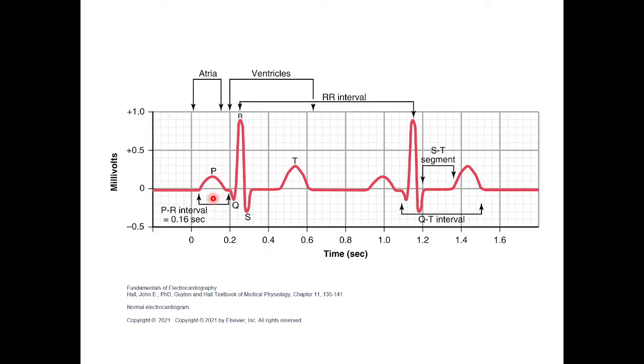For example, the PR interval is normally 0.12 to 0.2 seconds. If it is 0.16, it is normal. But if it's more than 0.2, it is abnormal. It's called a prolonged PR interval. Similarly, a prolonged QT and so on.